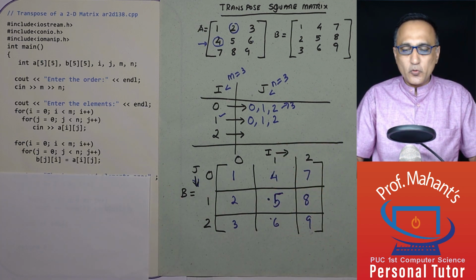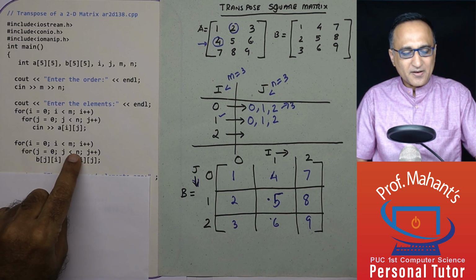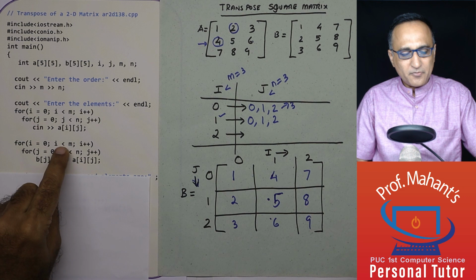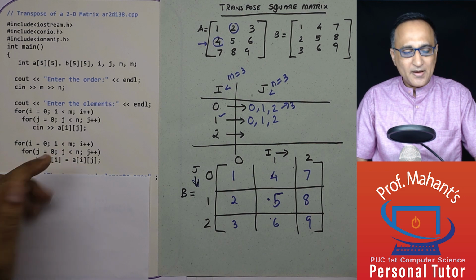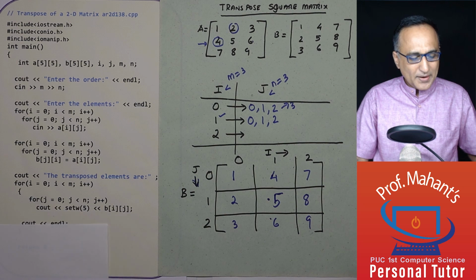In case you want to do it for a non-square matrix, just interchange m and n. Where there is n, you put m. Where there is m, put n. And you should be able to get the transpose of this matrix. Then it is quite easy.